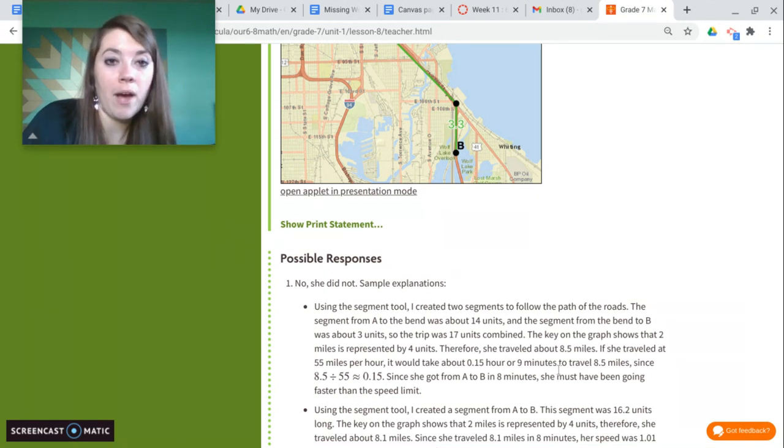So if we have 0.15, we know that's going to be 9 because there are 60 minutes in an hour. And if we take 60 times 0.15, we get the 9 minutes. So it would take 9 minutes to travel the 8½ miles. But it said she got there in 8 minutes. So that means she had to have been going faster than what the speed limit allowed for.